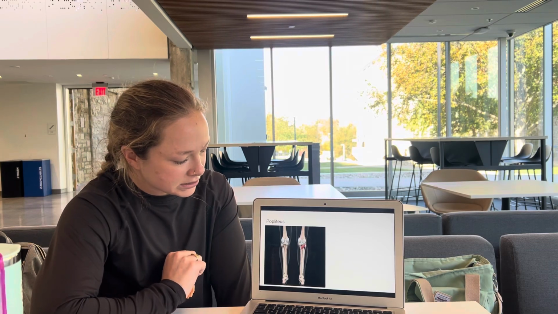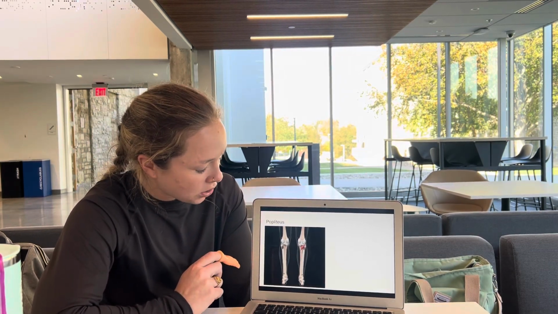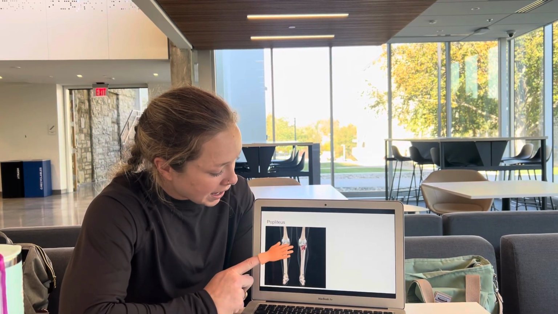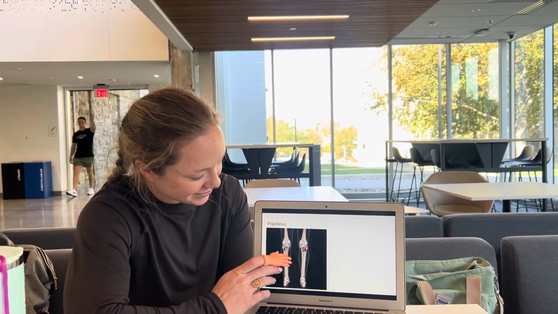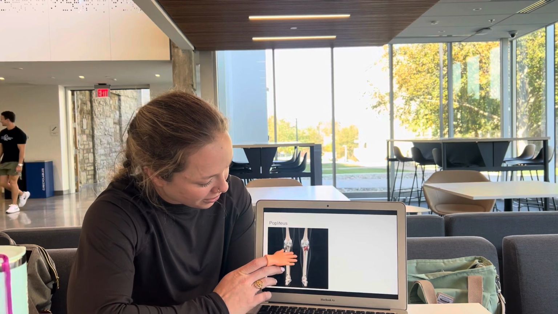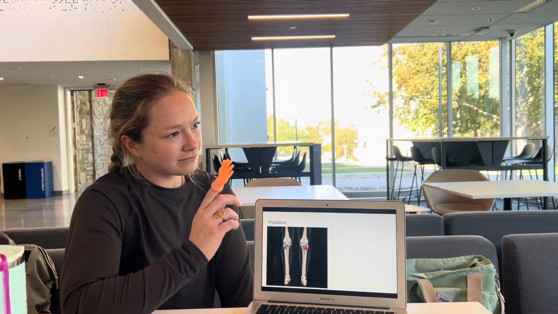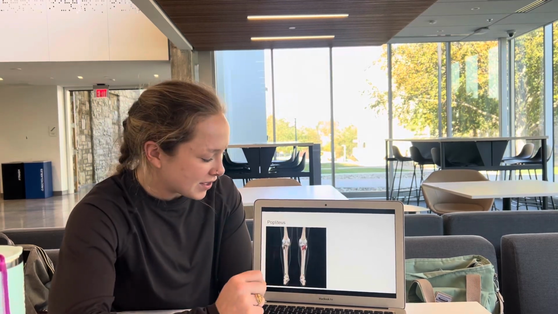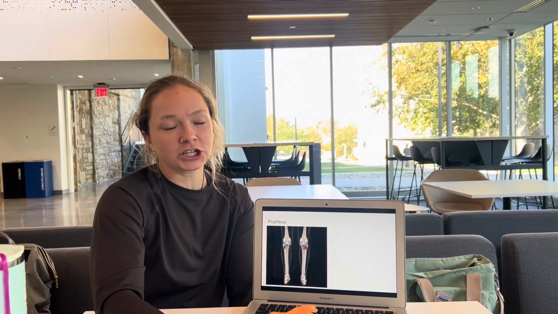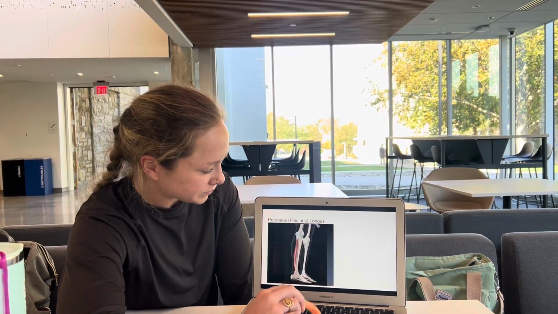The popliteus. Our popliteus is going to originate on our lateral femoral epicondyle, and then it's going to insert superior to the soleal line on our tibia. And then our popliteus is going to help us with knee flexion, knee internal rotation, and knee external rotation.